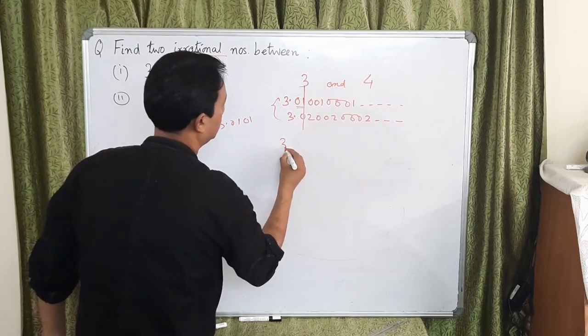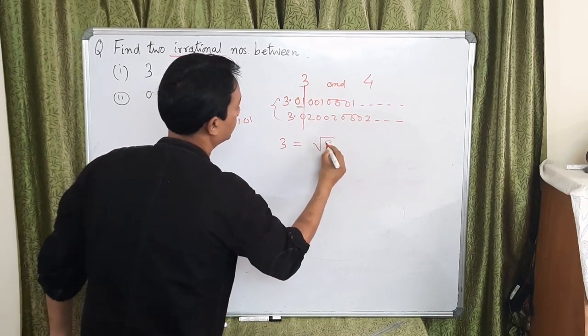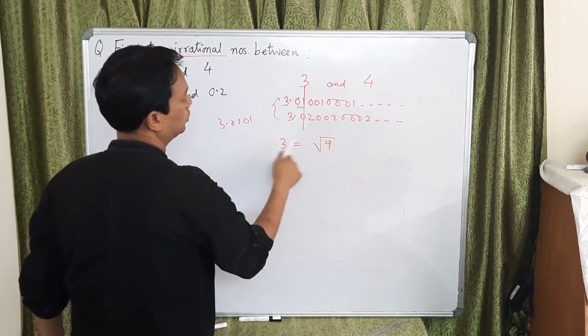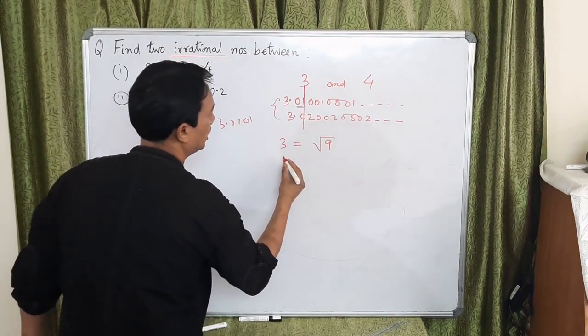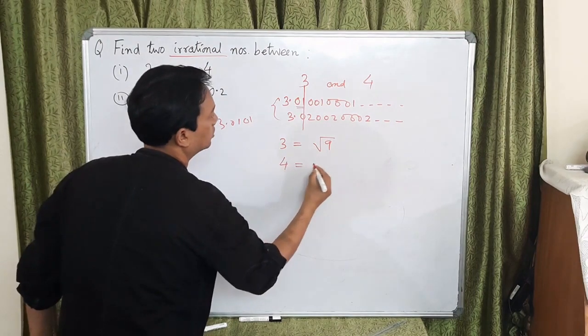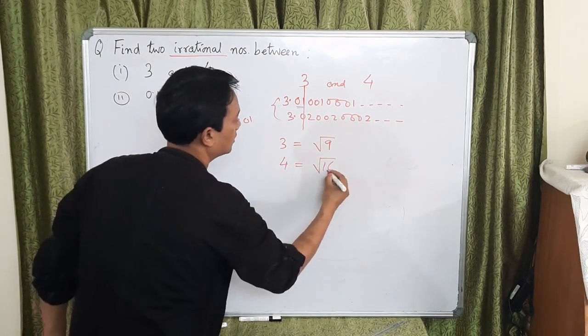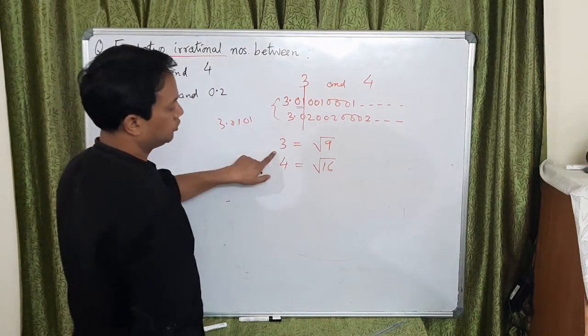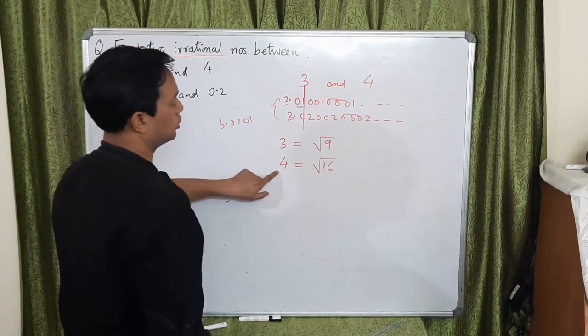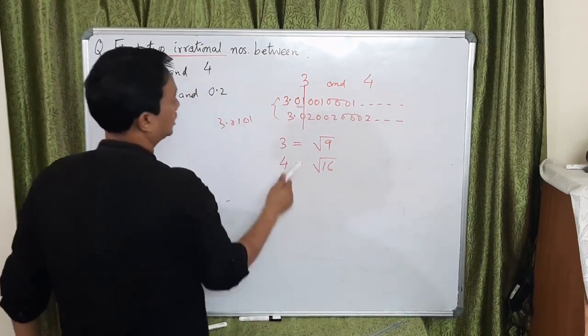We can write 3 as root over 9. We know the square root of 9 is 3. Then 4 we can write as root 16. Root 9 is 3, which is rational. Root 16 is 4, which is rational. But I want two irrationals between them.